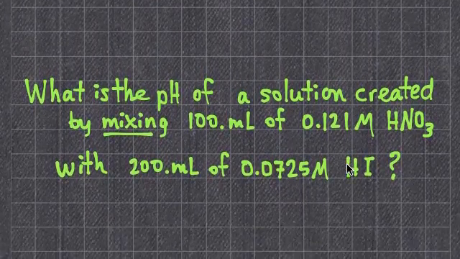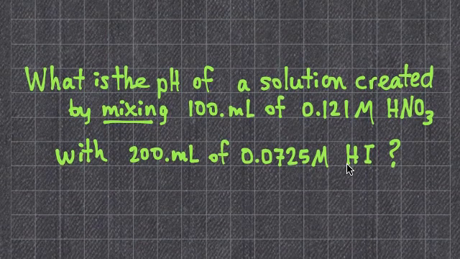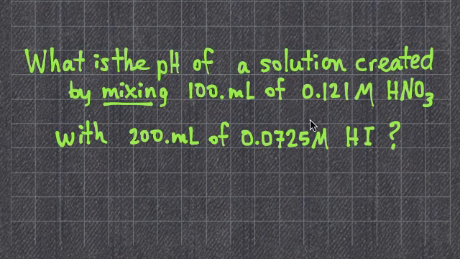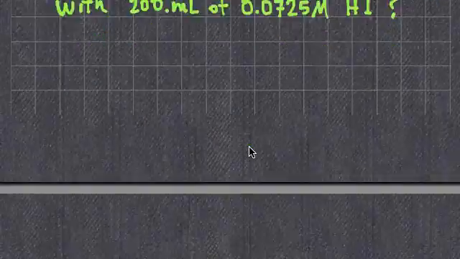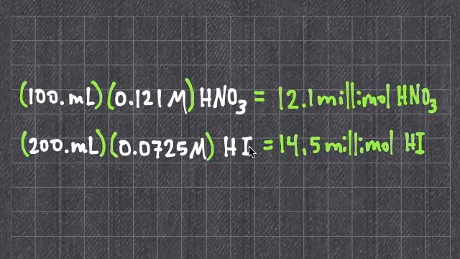What's the pH of a solution created by mixing 100 milliliters of 0.121 molar nitric acid, a strong acid again, with 200 milliliters of 0.0725 molar hydriodic acid? So that's a strong acid. Interesting. Remember the word of means times. So volume times molarity, volume times molarity. That's what I did here.